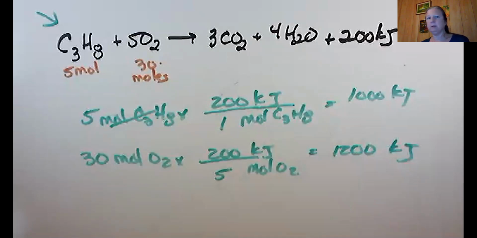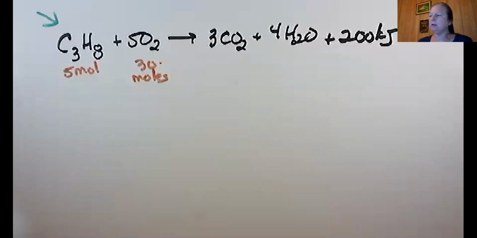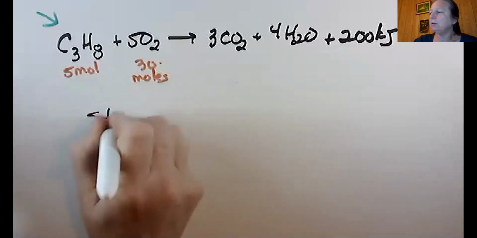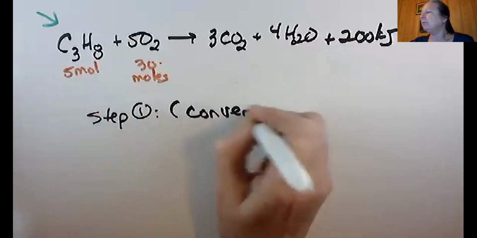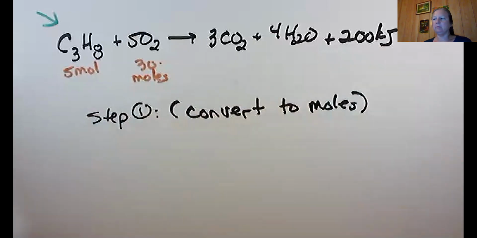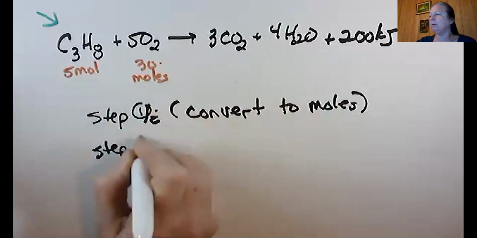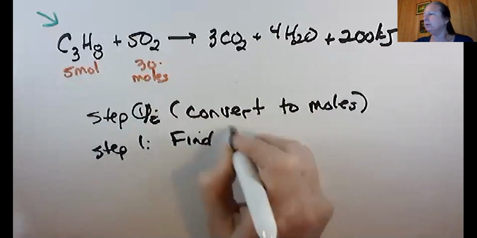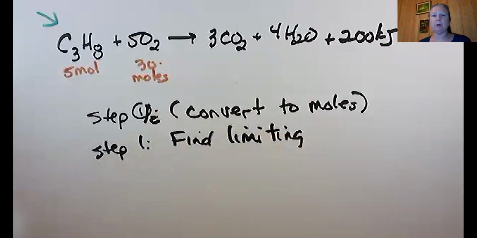When you're doing limiting reagents, I'll write these out. The step one, first of all, if you need to, you convert everything to moles because you have to be in moles to do this. So I'll call it step one half. So step one, find the limiting reagent, either by calculating the product or by the ratio method.